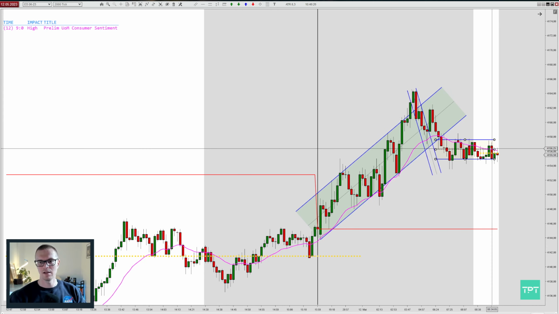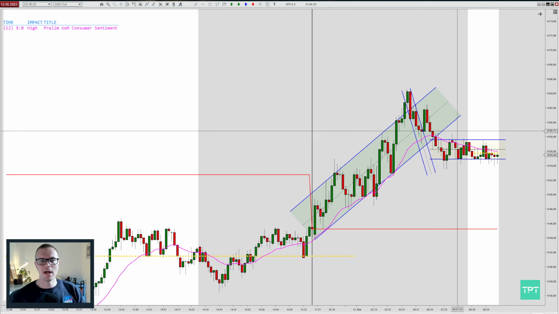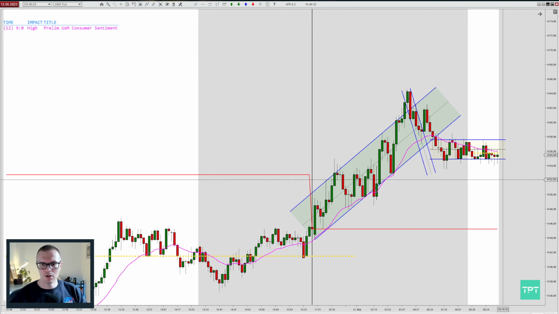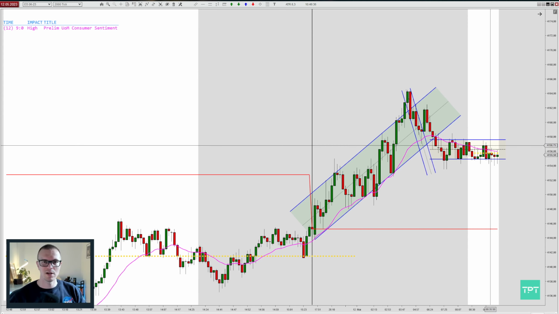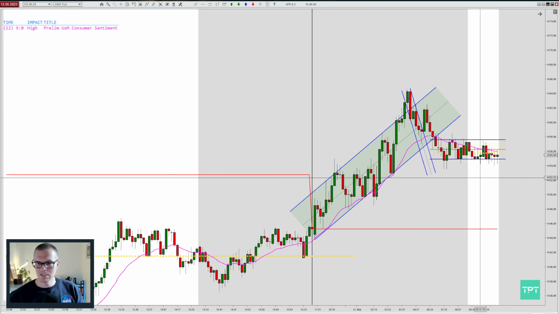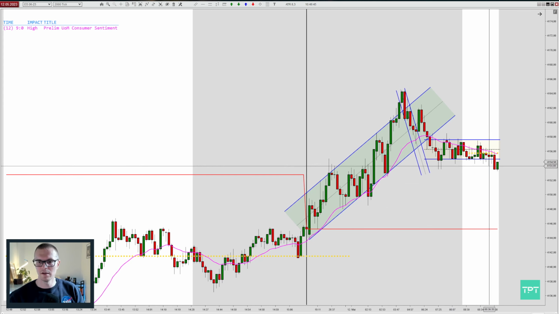So I'm extending this mini range. No real setup. I don't want to enter in this congestion because you enter pretty much in the middle of the range and prices can always go to the top or reverse. So this is not a high probability setup. So we're just waiting here.